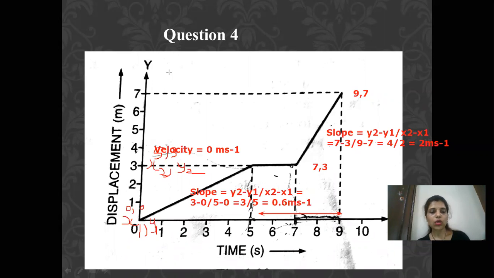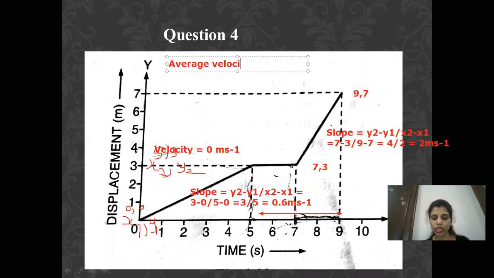Whenever you want to find average velocity, you remember the formula: total displacement upon total time. If it is a straight line, finding the slope is going to give you the same value as the average velocity. But here you can see it's not a straight line. In that case, you have to remember that the average velocity formula is total displacement upon total time.